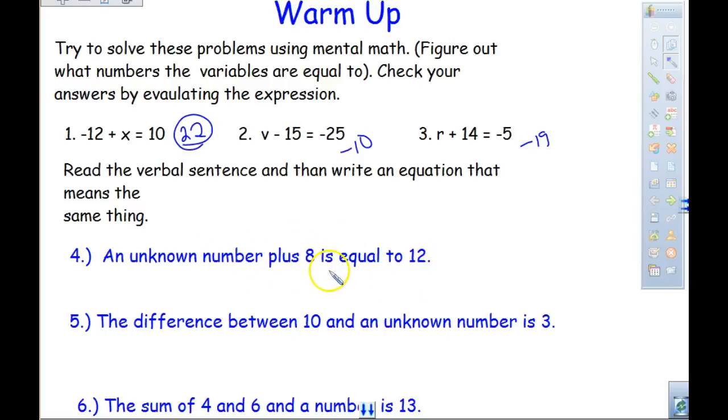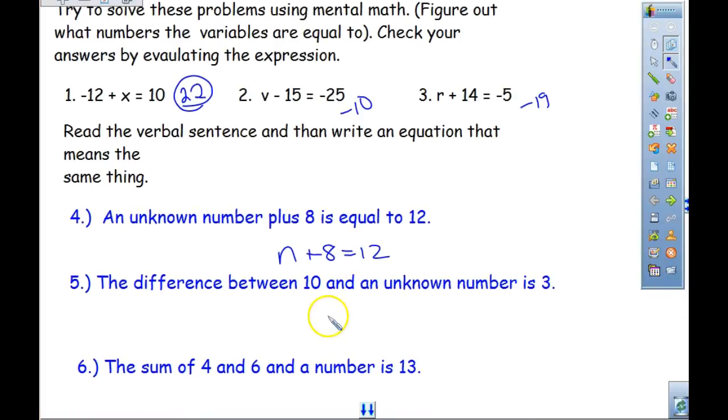An unknown number plus 8 equals 12. What might that look like, Grace? N plus 8 equals 12. There you go. I didn't ask you to solve these, I just wanted you to write that phrase. So this is kind of like what we had to do in the quiz yesterday.